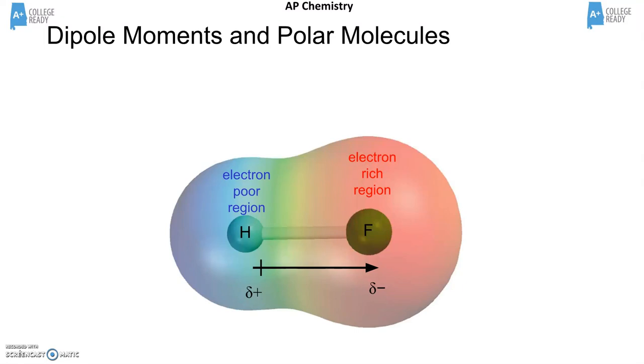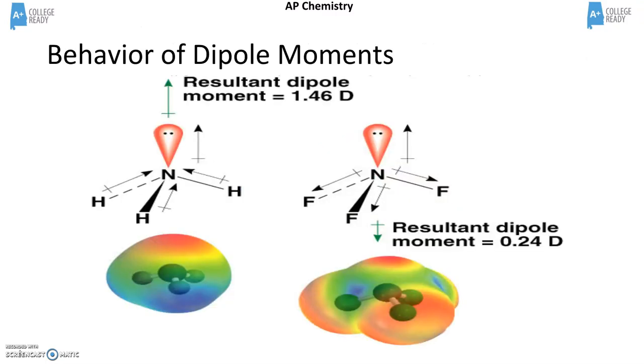Therefore, it has an extremely high dipole moment. And if you notice the arrow pointing in the direction of the greatest polarity, that needs to be drawn on your Lewis structures when explaining what is a dipole moment and polarity.